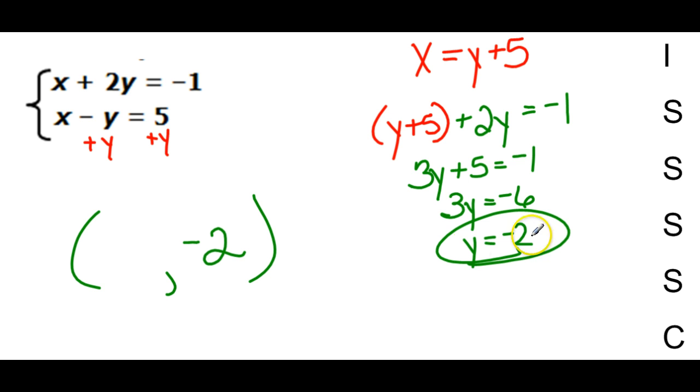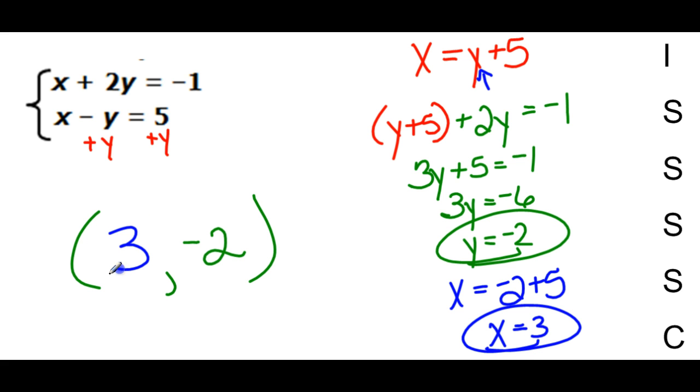Now that I know that y is equal to negative 2, go right back here and put the negative 2 in place of the y. So that's going to give me x is equal to negative 2 plus 5. Solve that. X is equal to 3. There's the second part of my answer.